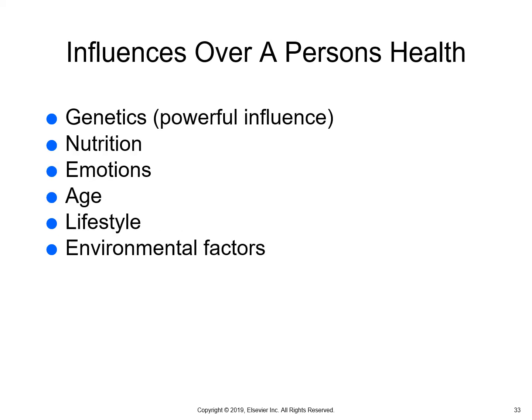Some of the influences over our health. Sometimes we can't always help when we have these issues. Diabetic people, you can see somebody who appears to be healthy, they exercise, they eat right, but yet they're still diabetic. That could have been a genetic issue. It can be very powerful. It can be passed on from generation to generation.